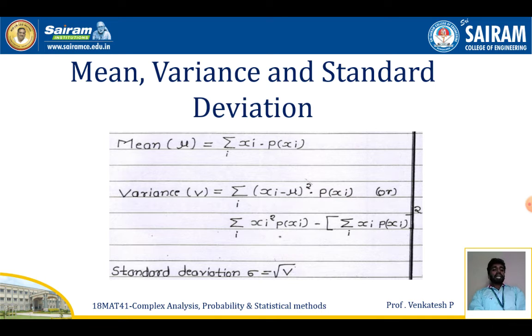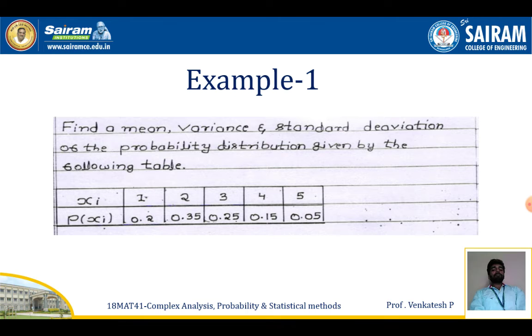So now in this lecture we're going to learn how to find the mean, variance and standard deviation for some discrete data. Here is one example. The problem is to find the mean, variance and standard deviation of the probability distribution given by the following table. The data is like this. The discrete random variable xi is 1, 2, 3, 4, 5. The probabilities of the random variable are 0.2, 0.35, 0.25, 0.15, 0.05.